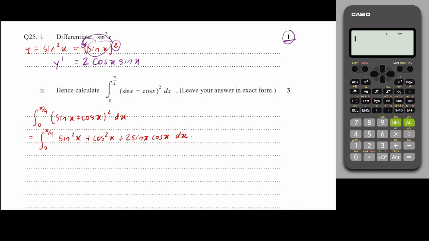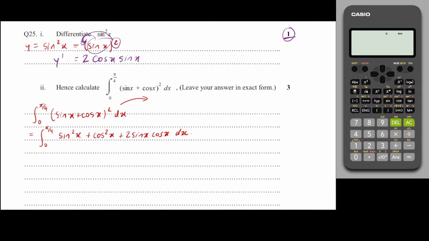Now, if you're not 100% sure how to do that one, what you could do is write sine x plus cos x, sine x plus cos x, and expand it this way. You do the first, outside, inside, and last, the FOIL method. Or the way I did it really quickly was I said, well it's this squared plus 2 lots of the product of the two. That's the quick way to do it. So that's sine squared plus cos squared plus 2 lots of sine times cos.